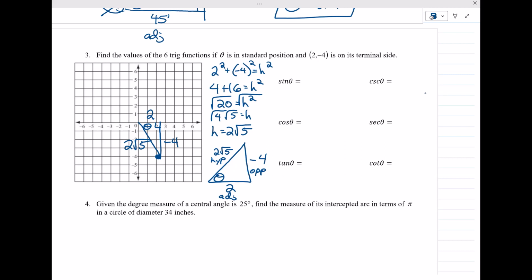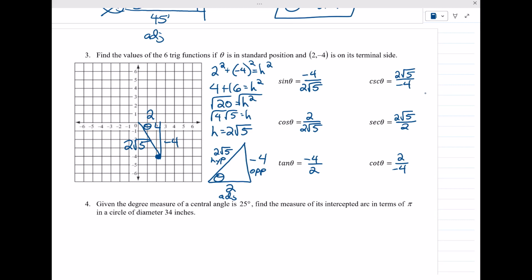All right, so now we could go ahead and answer these 6 questions. Sine is opposite over hypotenuse, -4 over 2√5. Cosine is adjacent over hypotenuse. Tangent is opposite over adjacent. The way we get the other 3 is we take the reciprocal. So cosecant would be 2√5 over -4. Secant would be 2√5 over 2. And then cotangent would be 2 over -4. But we always have to simplify.